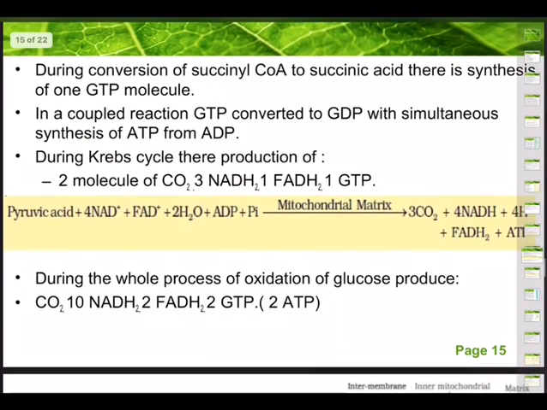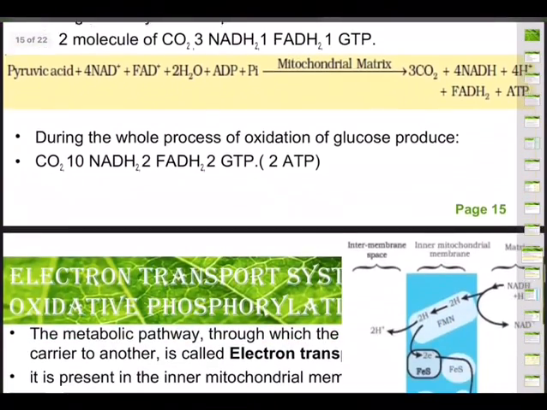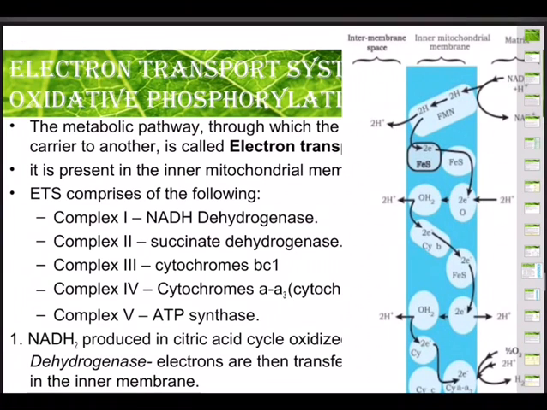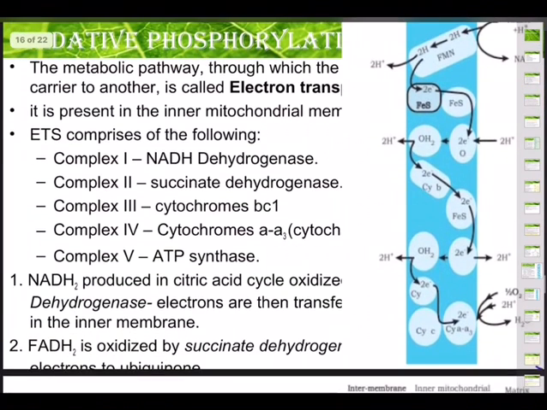Pyruvic acid plus CoA plus NAD, in the presence of Mg2+ and pyruvate dehydrogenase, acetyl CoA is formed. And what is important? NADH. Since there are 2 pyruvic acids, so 2 NADH, 2 into 3, 6. So 8 molecules in glucose, 6 molecules in link reaction, and 24 in Krebs cycle. So that is the count that we arrive at. And in Krebs cycle, these are the various products that are formed.